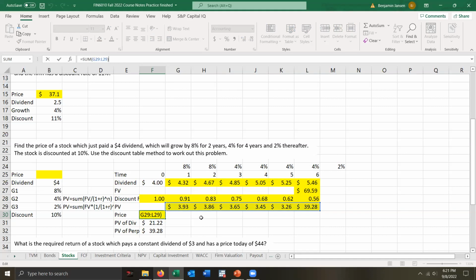Yep. Gotcha. Yep, that's the final step of any discounted cash flow problem, summing up all those present values. The only thing I'm doing here is trying to give you an idea of the proportion of where that value is coming from in this example.